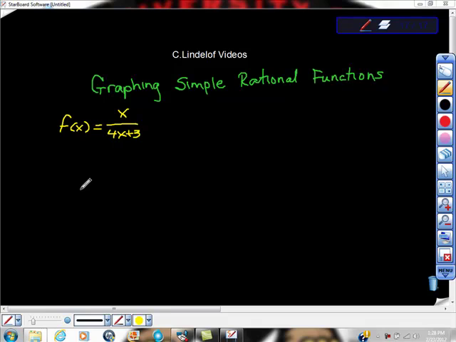Graphing simple rational functions, part 2. First thing, we need a list of stuff, don't we? X-intercept. What's the x-intercept?